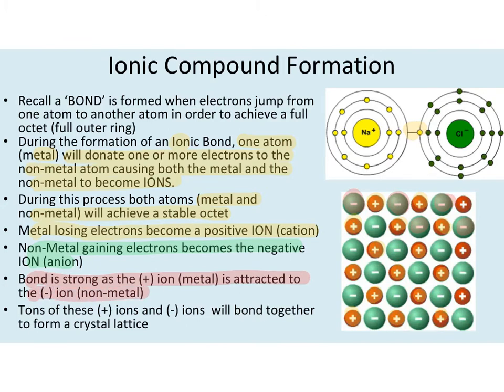So positives are attracted to negatives, and you may be familiar with this with magnets. Okay, a positive side of a magnet attracts the negative side of a magnet. And likewise in ionic compounds. So tons of these positive and negative ions will bond together, and they form this crystal lattice. Whatever positive or negatives are around, they just all basically start self-assembling into this lattice that we see here.